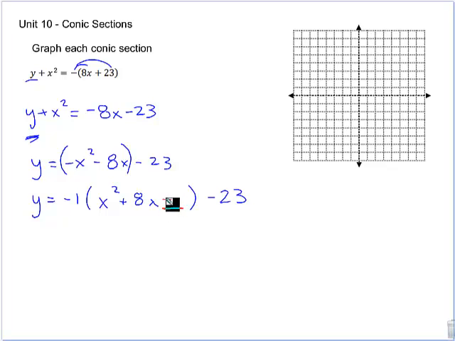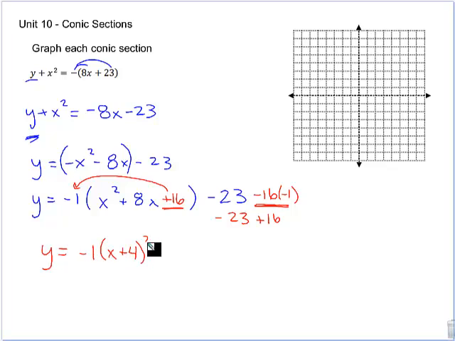Here to complete the square, we'd want to add on 16, which means since we are dealing with the same side of the equation, we want to subtract 16, but it's being multiplied by a negative 1. So which essentially is the same thing as negative 23 plus 16. This then gives us the equation of y equals negative 1 times x plus 4 squared. Negative 23 plus 16 is minus 7. So there's our standard form.